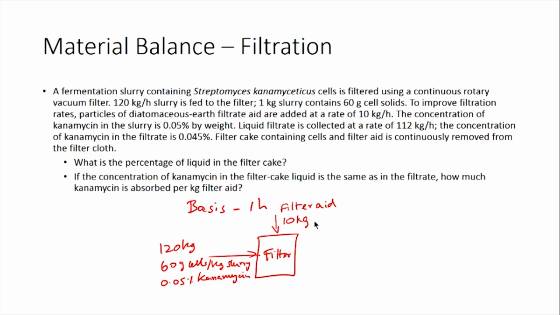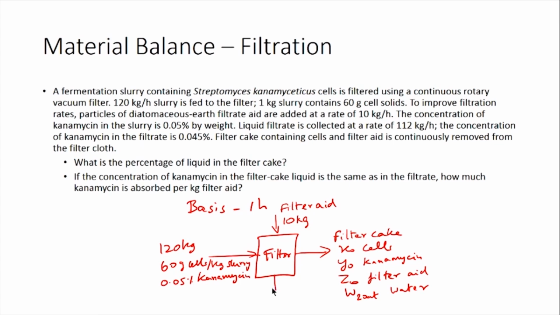Now, we would have two exit streams, one being the filter cake which contains the cell solids and the liquid which is accompanying the filter cake. So, we write that as filter cake which contains X0 cells, Y0 kanamycin and Z0 filter aid and the accompanying water which I am just calling W2 out.